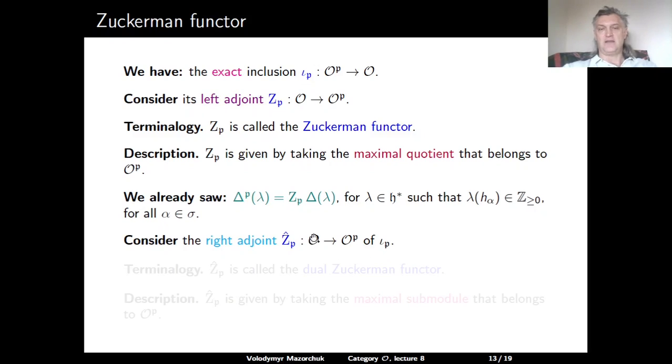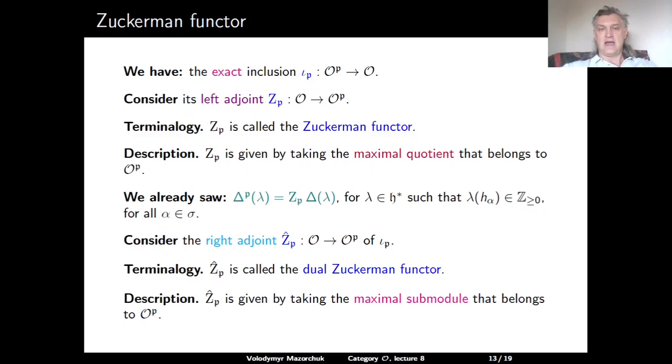Of course, we can also consider the right adjoint ZP hat of our inclusion IP. So this is again a functor from O to OP, which is usually called the dual Zuckerman functor. And being the right adjoint now, this functor is defined by taking the maximal submodule of a given module in O, which belongs to the parabolic category OP.